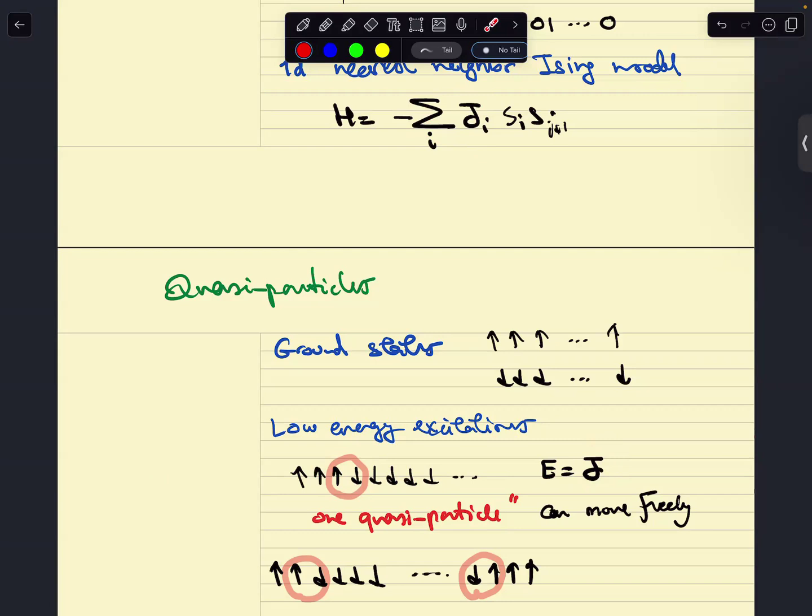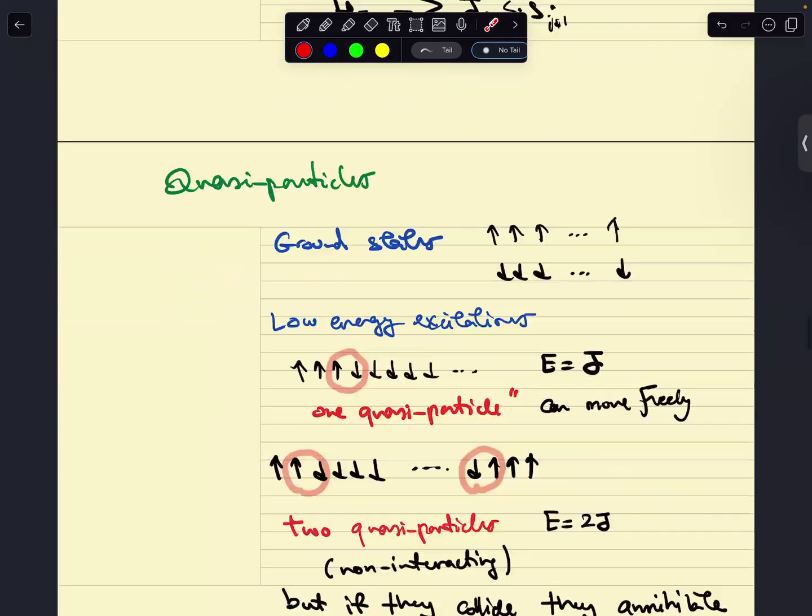Why is it a quasi-particle? Because it can just travel freely with no cost. I can take this excitation and just move it around, right? The energy doesn't change. It's just like a free particle. This excitation can move around. So it's natural to call it a quasi-particle.